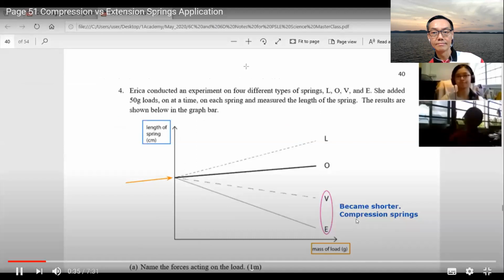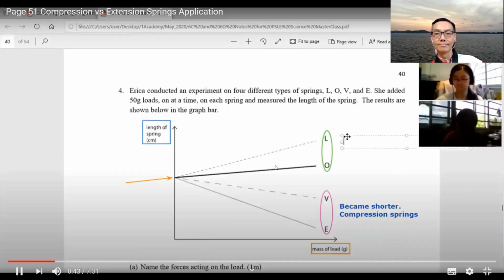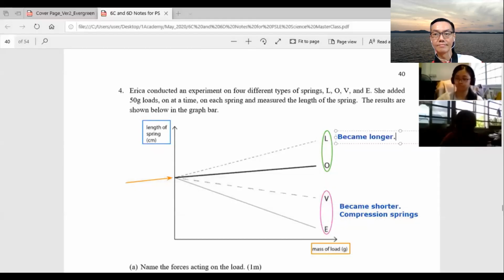However, let's look at the other two. They become longer, right? Can you see? As more load increases, you can write down here, they became longer, and these are extension springs. With this information, this will help you to answer the question later. So you write these two notes here.